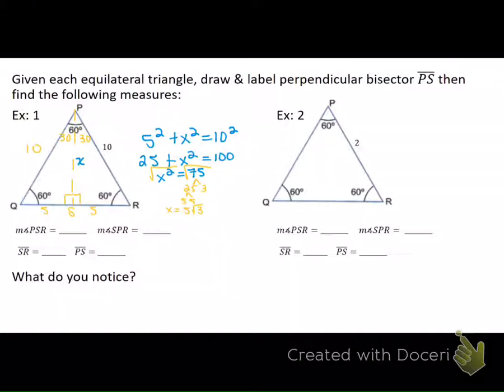So the measure of angle PSR is 90 degrees, because it's a perpendicular bisector. SPR, because this splits the angle, is 30. The length of SR, we said, splits 10 in half, so it's 5. And our height here is 5 root 3.